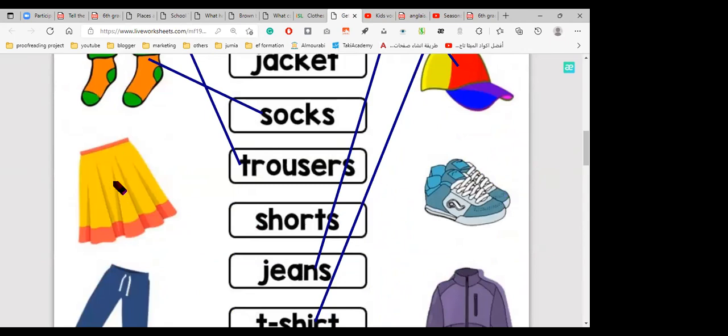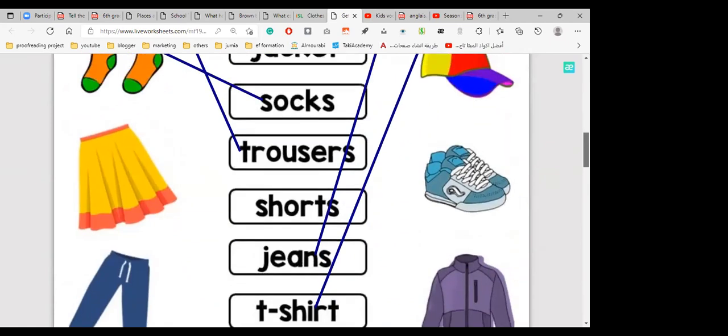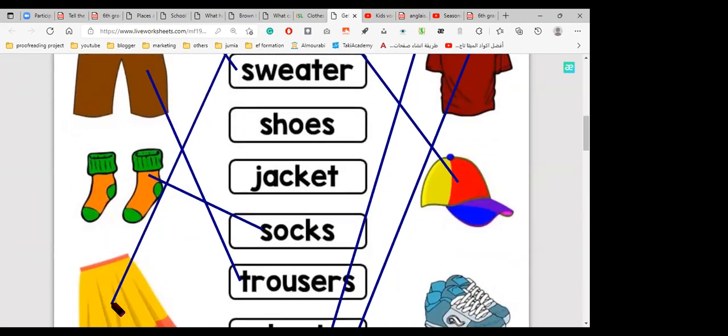Okay, what about the yellow one? It's cute. Skirt. Yes, it's a skirt. It's a short yellow and orange skirt.